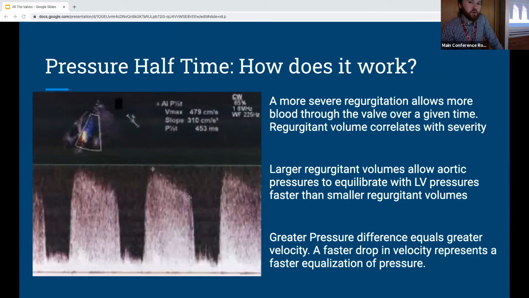Basically, a more severe regurg allows more blood through the valve in any amount of time. And the regurgitant volumes correlate with the severity. Larger volumes allow the aortic pressure to equilibrate with the LV pressure faster. When you have a greater pressure drop, you see a greater drop in velocities, and that drop in velocities happens faster as that pressure equilibrates.